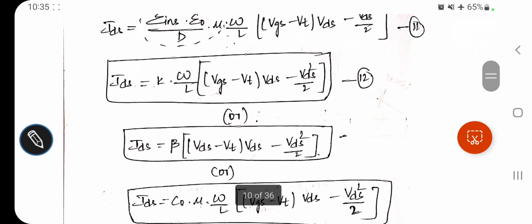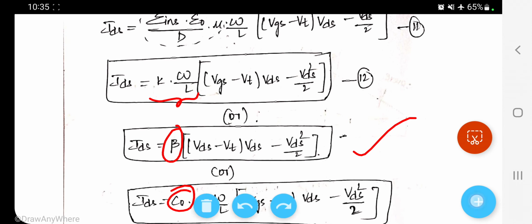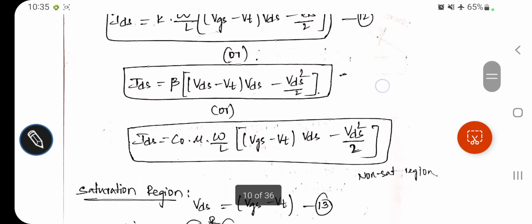Or this K into W by L can be replaced with beta, which is called the device transconductance. K is the process transconductance, beta is the device transconductance. Anything you can write. And even this epsilon minus epsilon naught by D can be replaced with C naught, the capacitance per gate area, which you have seen earlier.